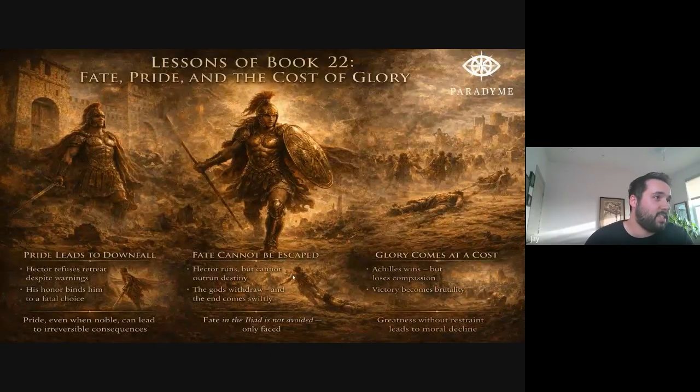So the major lessons of Book 22 are fate, pride, and the cost of glory. So pride leads to downfall. Hector refuses to retreat despite the warning from Polydamas, and his honor binds him to a fatal choice. Pride, even when noble, can lead to irreversible consequences.